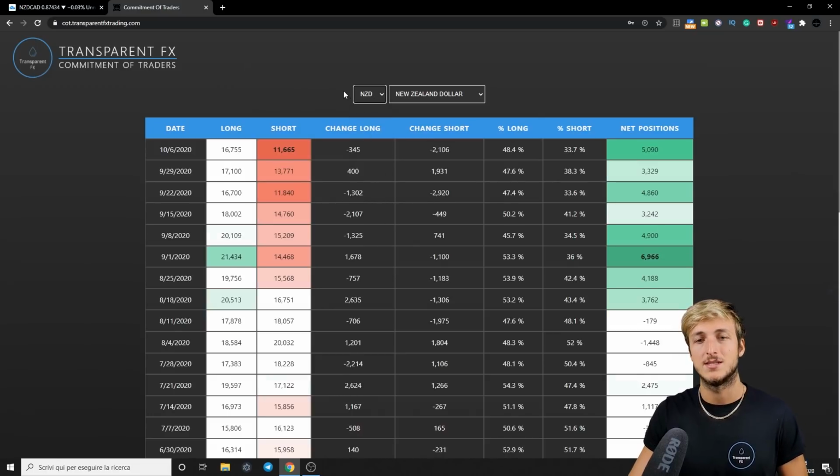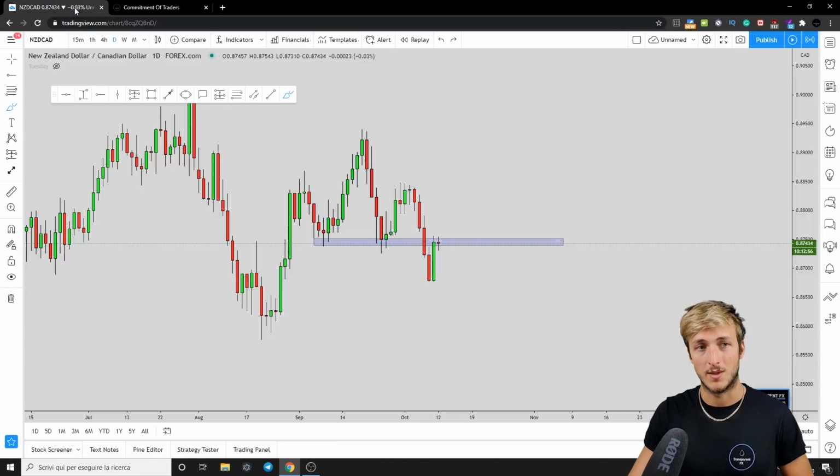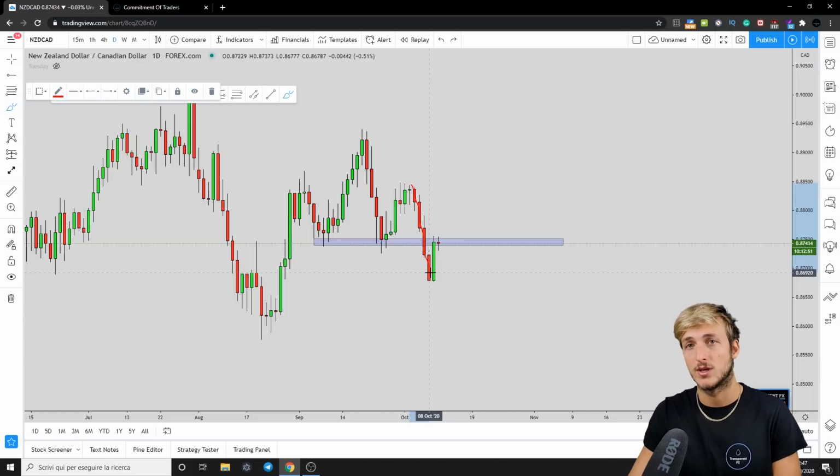Now, starting from the NZD, what can we see? With the last report, hedge funds have closed 2.1k short positions, which is a very, very strong thing. Why? Because it means that during this move to the downside, instead of adding shorts, hedge funds have been closing the shorts, which means that they know very well that we have strong confluence of support from a monthly perspective. And that is the reason they have not been adding any shorts on the NZD. Actually, they have been closing the shorts.